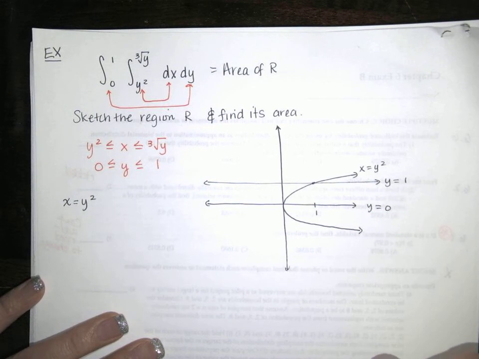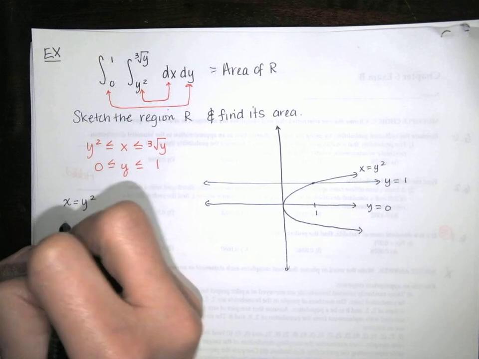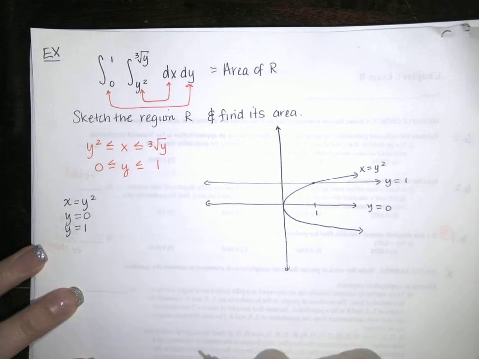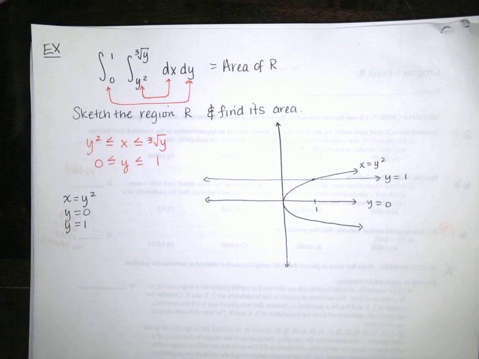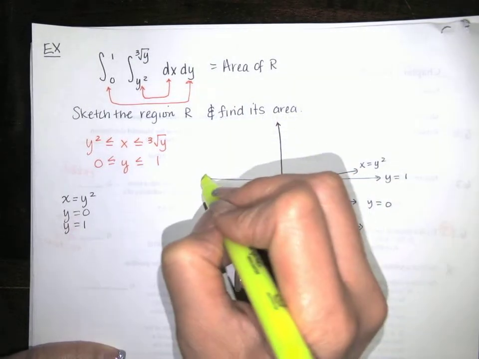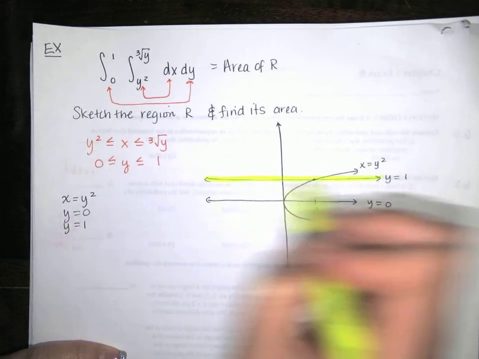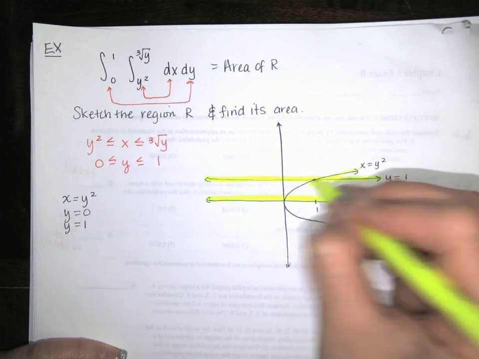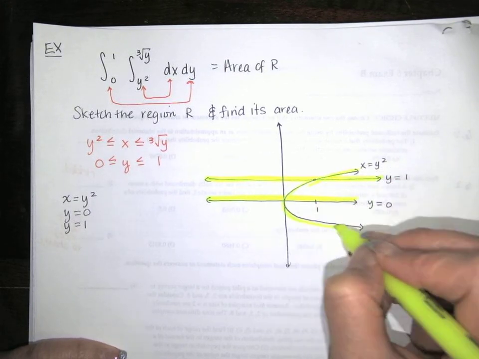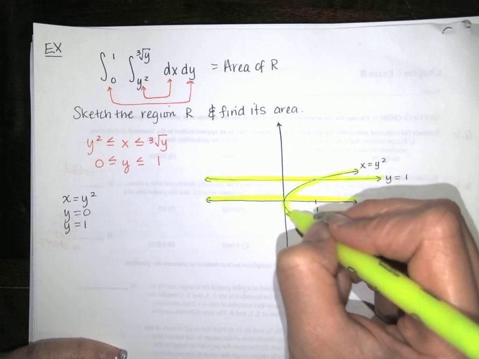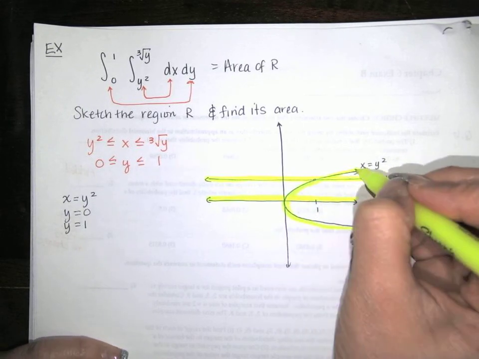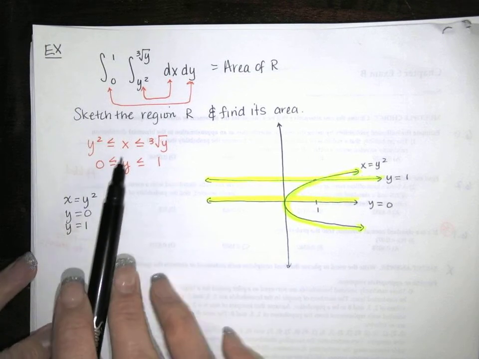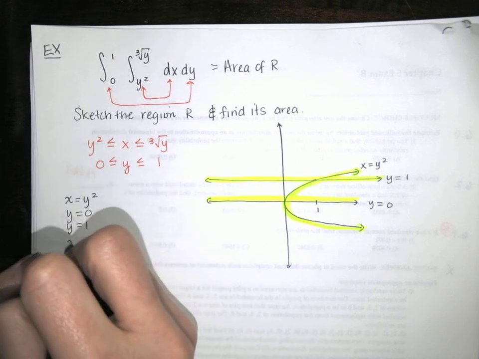Okay. And what else do we know? So we have y equals 0, y equals 1. Those were easy to sketch. We got x equals y squared. These are all of the bounds of our region. And then the last part is x equals the cube root of y.